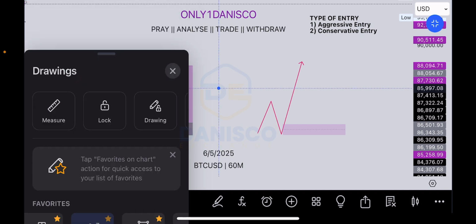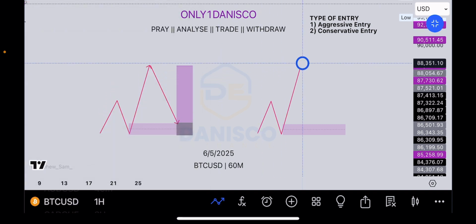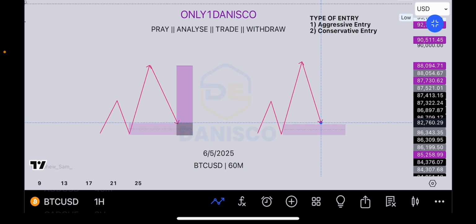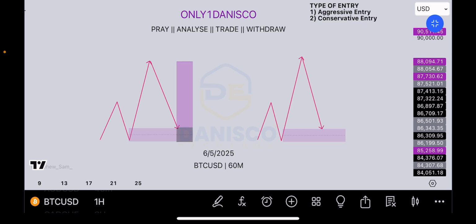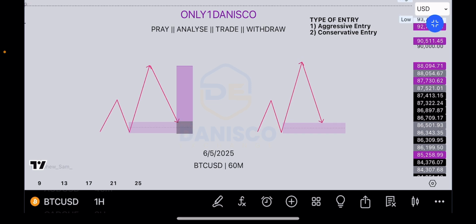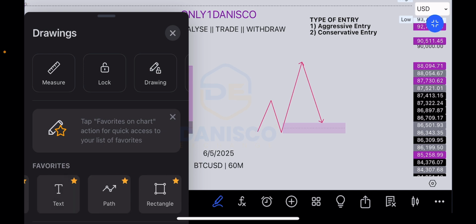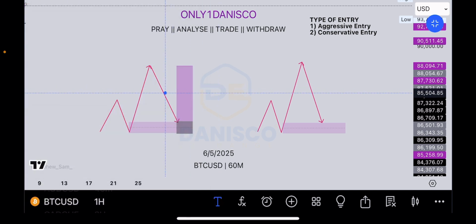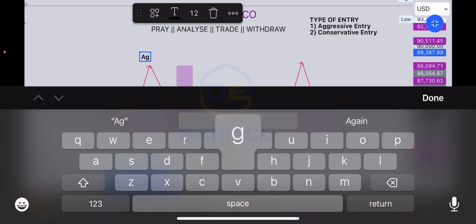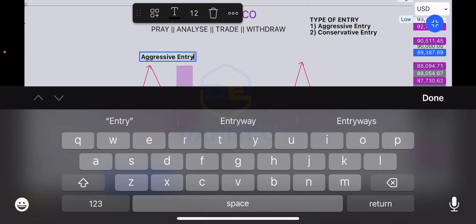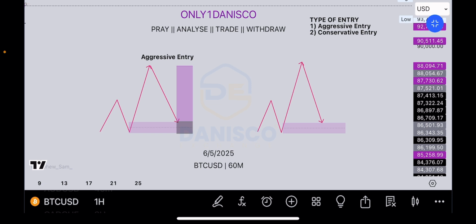Once price approaches here and taps on this point, you are not going to buy directly from that point. You are not going to buy directly, unlike this other one, aggressive entry. Let me tap this aggressive entry so that you don't make a mistake. Yeah, this is aggressive entry.